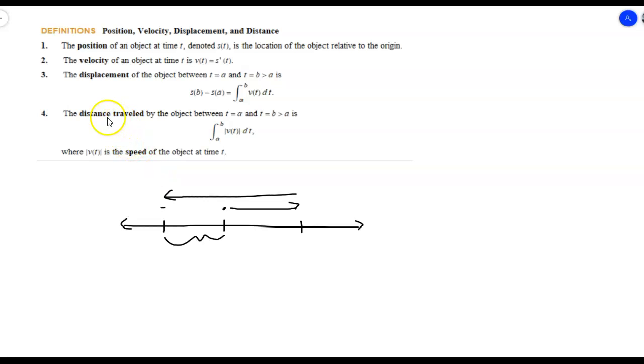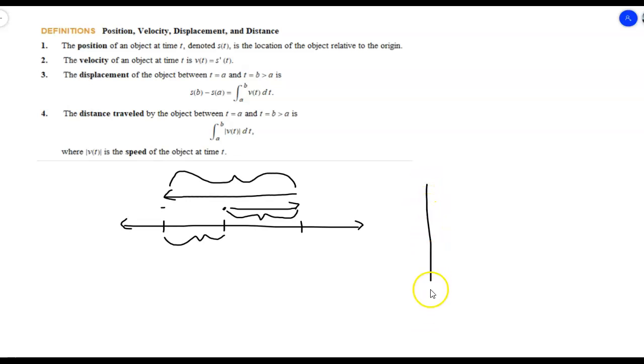Now the distance traveled is going to give us a lot more information, and we denote that by the absolute value of our velocity function, or speed, and that is going to show the entire distance. It's going to take this distance here and add it to this distance over here, and give us the total distance that this point traveled to get here. So the displacement is always going to be less than or equal to the total distance traveled.